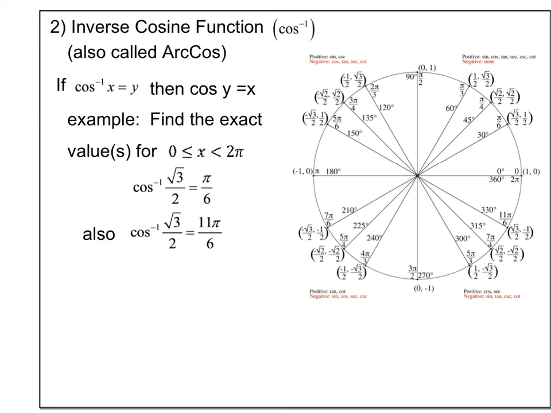Same thing for cosine. All right, so if I had cosine inverse of square root of 3 over 2, you need to tell me it's right there and it's right there, pi over 6, 11 pi over 6. That's my answer. That's what I'm doing.